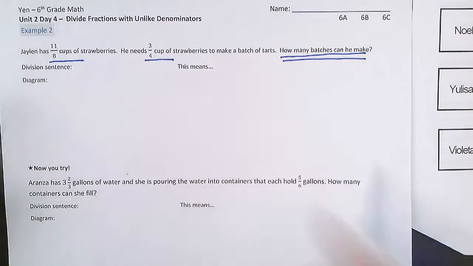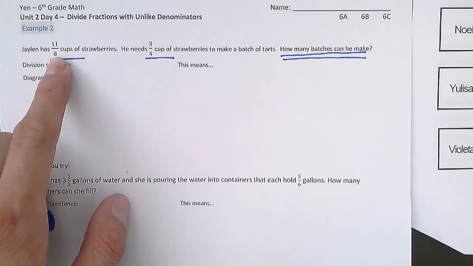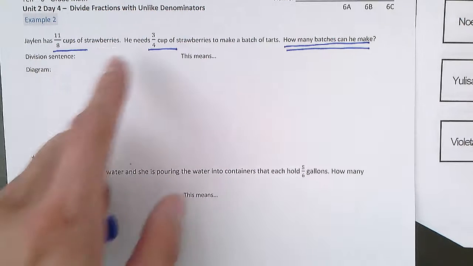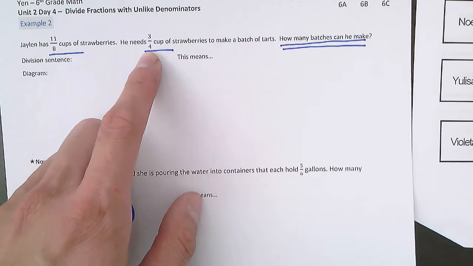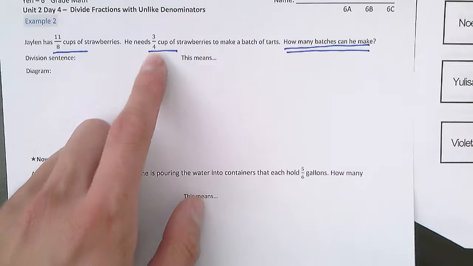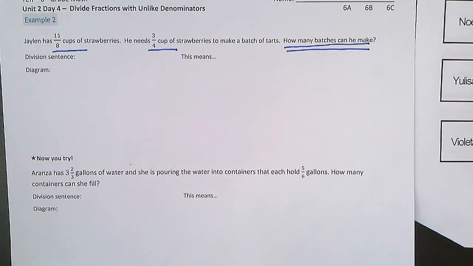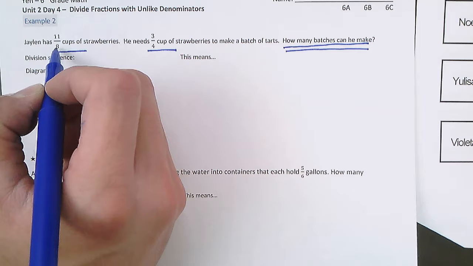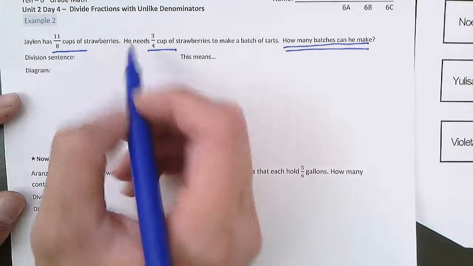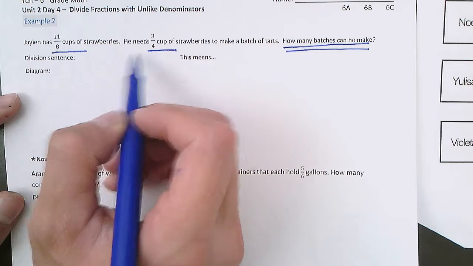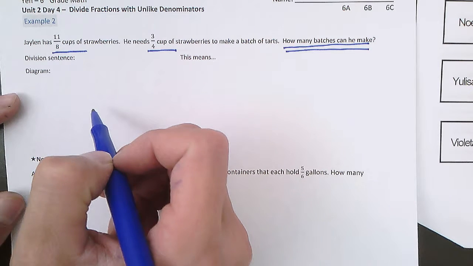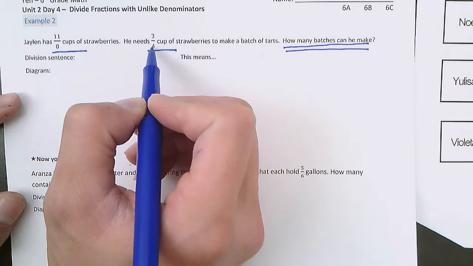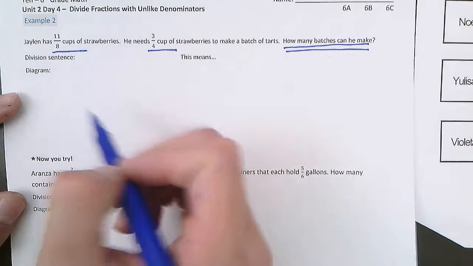Our division sentence. Now before we write our division sentence, I want us to pause and notice that 11/8, what's our denominator? 8. Dividing it by 3/4, what's our denominator? 4ths. Okay, so before we start, we actually want to convert our fractions so that they have the same denominator. So this is 4ths here and this is 8ths here. One easy way to check is, can one number be multiplied by a number to get to the other denominator? In this case, yes. I can multiply 4 times 2 to get 8 here.